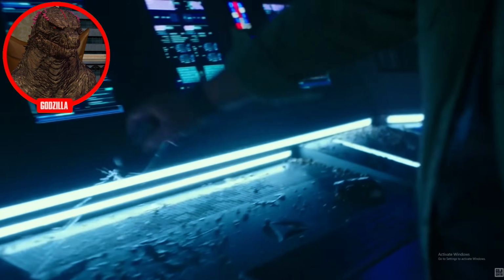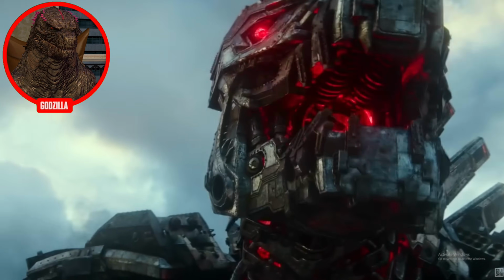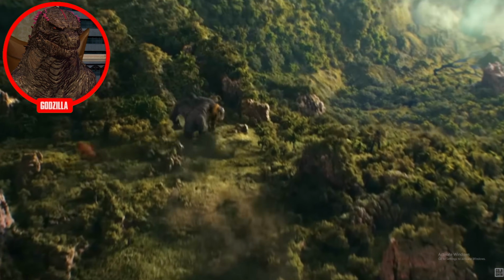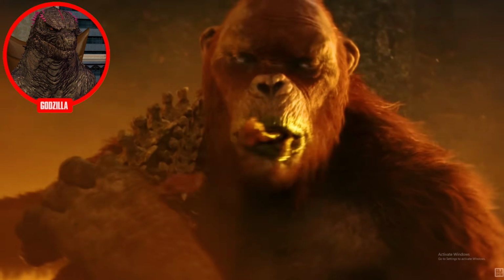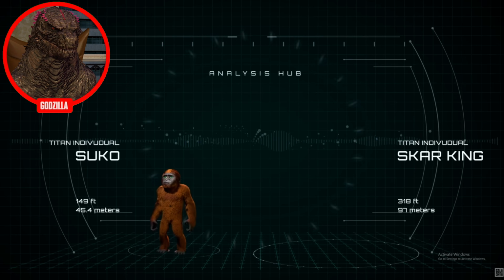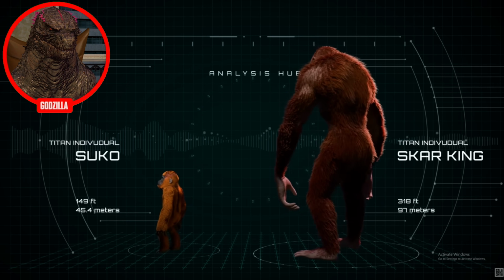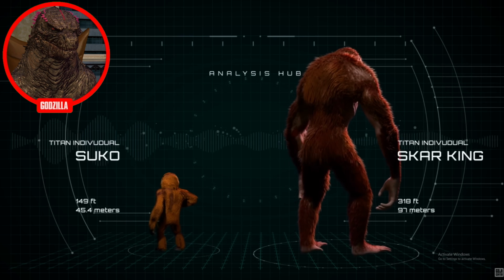Well, given that all things in the Monsterverse could literally be a dumb writer's pen stroke away from becoming reality, we can't predict whether or not Suko will be taller or not. However, based on the parents of Suko alone, we can predict that he might be a little taller than or around the same size as Skar King, who was at around 318 feet in height.